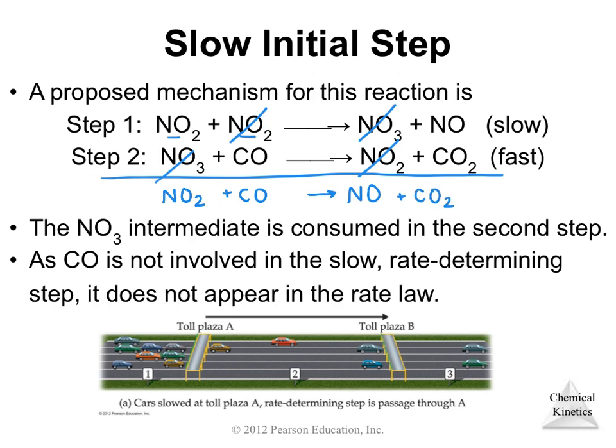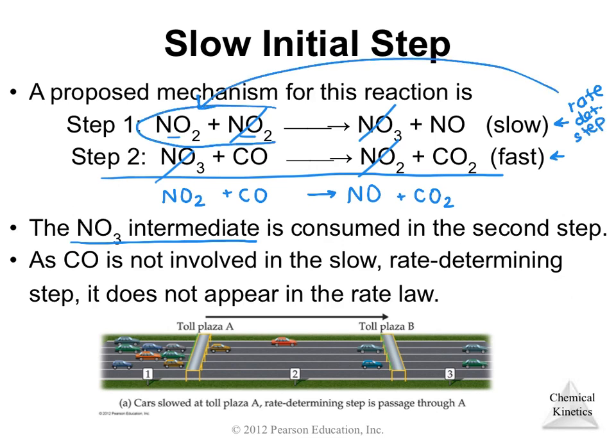Okay. Notice over here, you guys, that we have these slow and fast. I will always give you that information. You can't tell just by looking at it which one is the slow step and which one is the fast step. So in this one, since NO3 canceled, it was made in the slow step and then used up in the fast step. NO3 is our intermediate. And because our slow step is our rate determining step, only the NO2 determines the rate. So CO is in the fast step, which means that we need it in order for this to occur, but it doesn't determine the rate law.